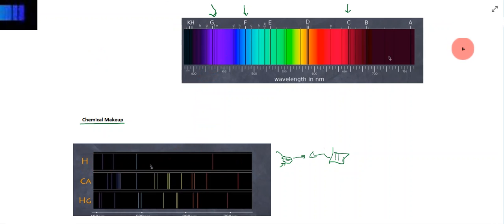Also as well then, if we see this line here at D, this absorption is related to helium.